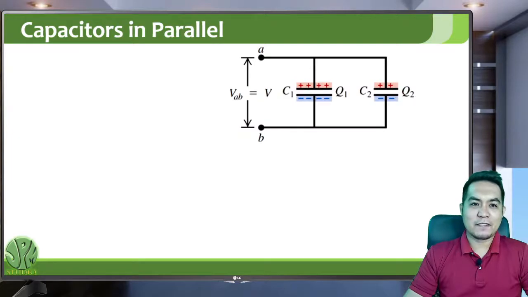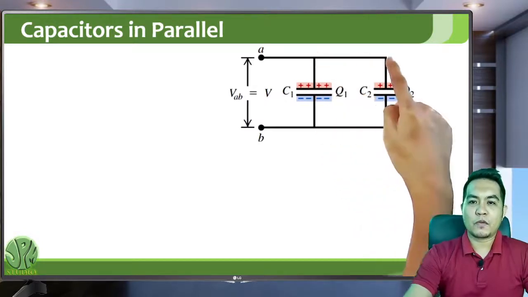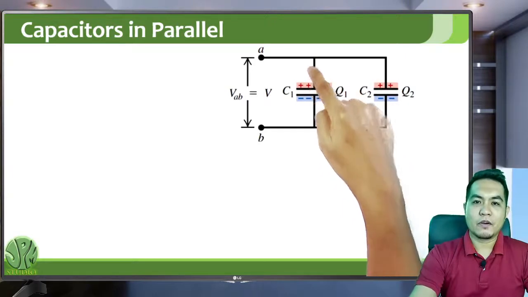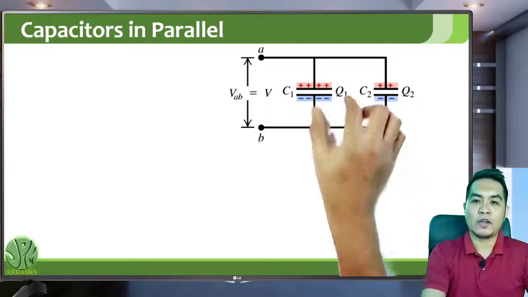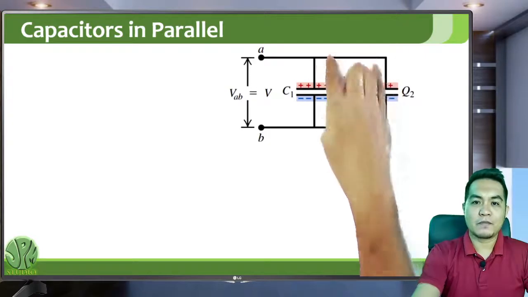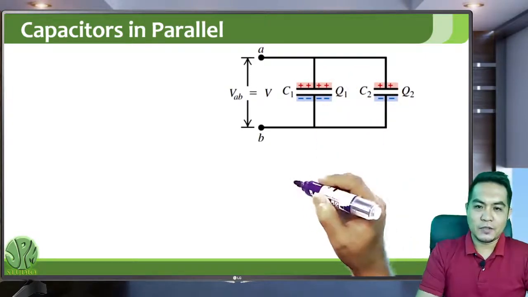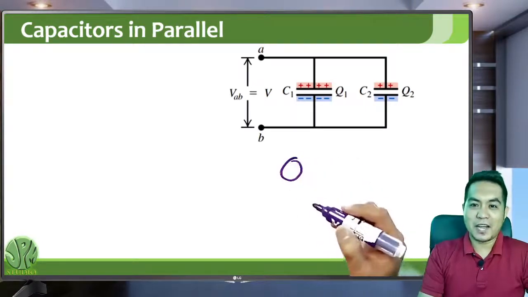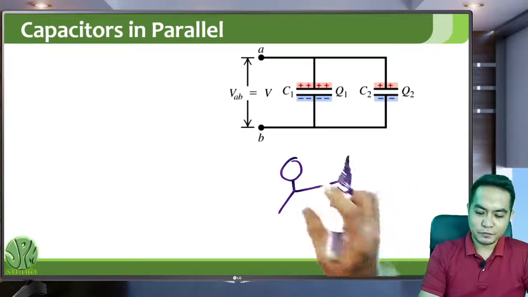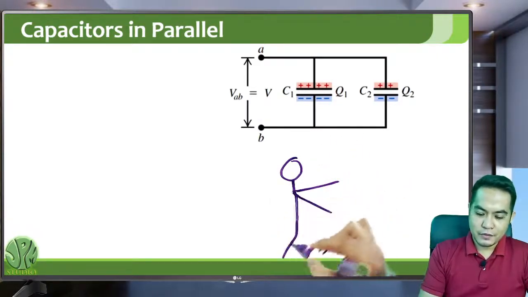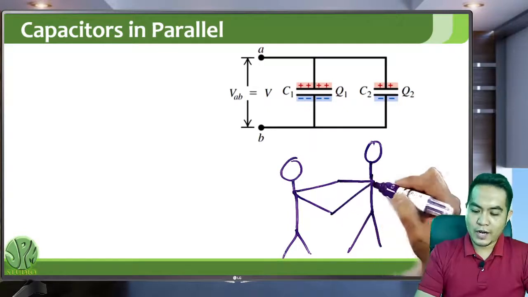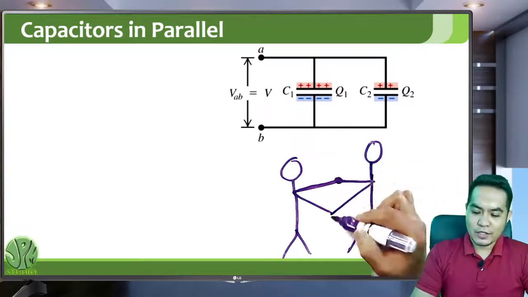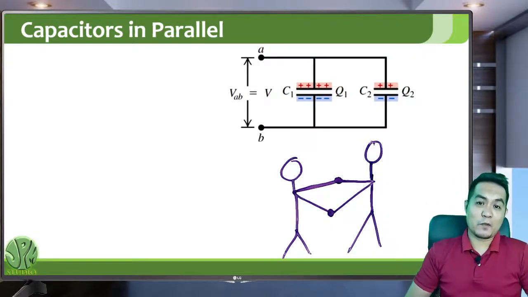So the second connection is the parallel connection. In a parallel connection, you connect both of the upper plates, or first plates, of the two capacitors, and both of their lower, or second, plates. From my analogy earlier, I used two persons, no? For a parallel connection, you can imagine two persons, but in this instance both of their right hands and both of their left hands are now touching each other. So that is a parallel connection.